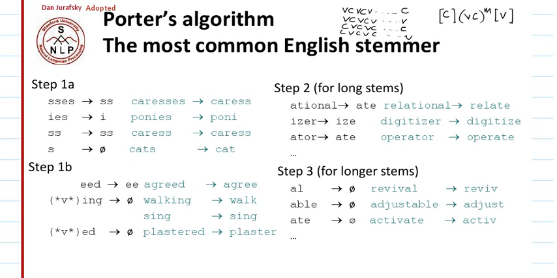That means I may have m is equal to 0, m is equal to 1, m is equal to 2. So if m is equal to 0, it becomes only CV, right? For m is equal to 1, it becomes CVCV. For m is equal to 2, it becomes CVCVCV, right? So this is VC to the power 2.